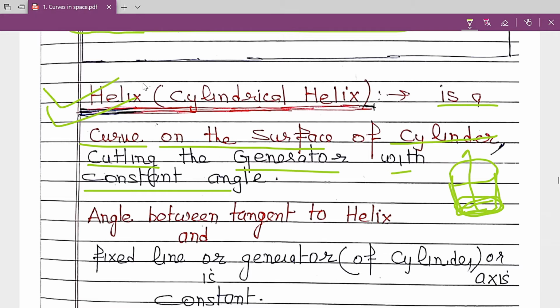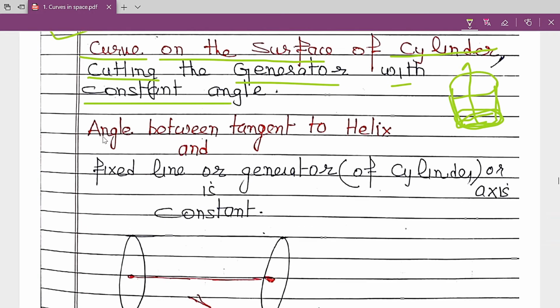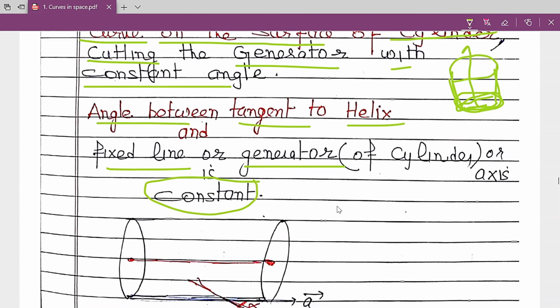That curve we can mainly see at the Punjab University student centers. As we move upward, we are going through the helix, in both upward and downward directions. In this case, the angle between the tangent to the helix and a fixed line or generator of the cylinder is a constant. So remember, that curve is called a helix.